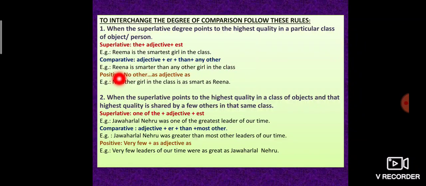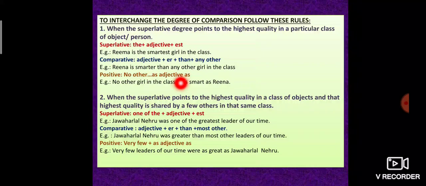Next is positive: no other plus adjective plus as. How will you change? No other girl. Now you have to change this. Rima is smarter than any other girl in the class. Right, my dear students? It is superlative when we are comparing with many girls. So how will we change into positive? No other girl in the class is as smart as Rima.